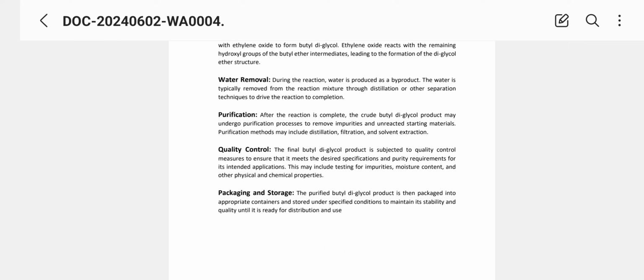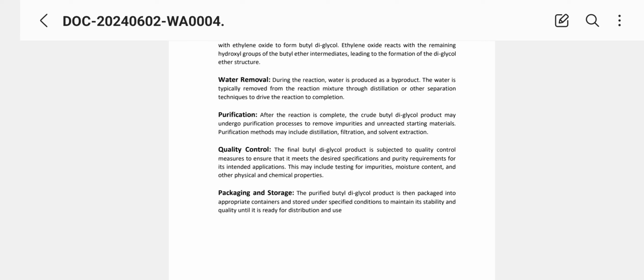The water is typically removed from the reaction mixture through distillation or other separation techniques to drive the reaction to completion. Purification. After the reaction is complete, the crude butyl diglycol product may undergo purification processes to remove impurities and unreacted starting material. Purification methods may include distillation, filtration, and solvent extraction.